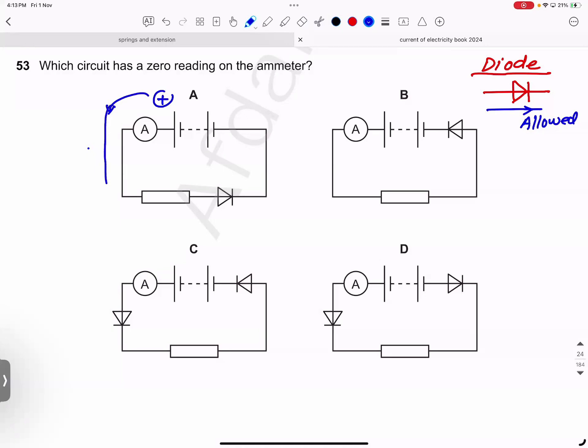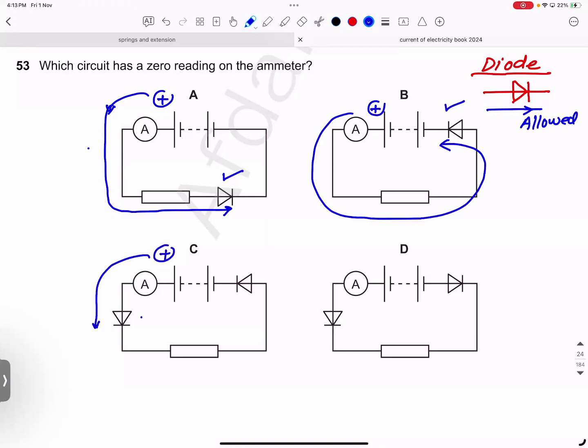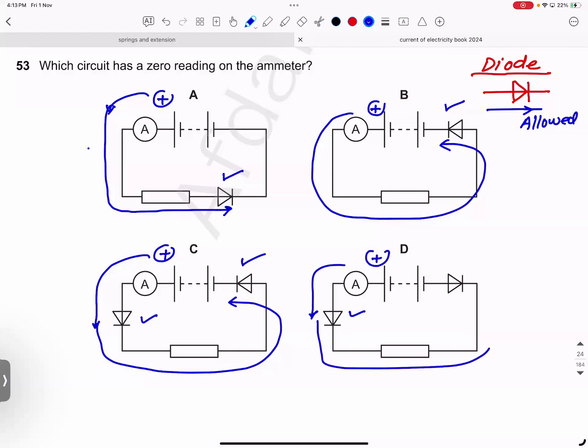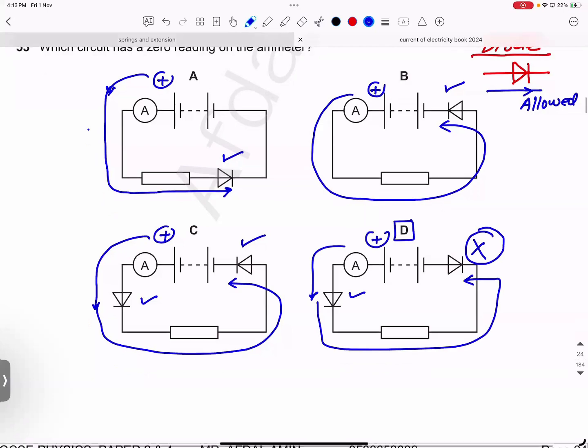Option A. Can it pass? Yes, it will not be zero. B starts from here. Can it pass? Yes, will not be zero. Option C. Can it pass? Yes. Can it pass? Yes, this will also not be zero. Option D. Can it pass? Yes. Can it pass? No. So since current will be blocked here, the reading will be zero. Option D. Make sense?